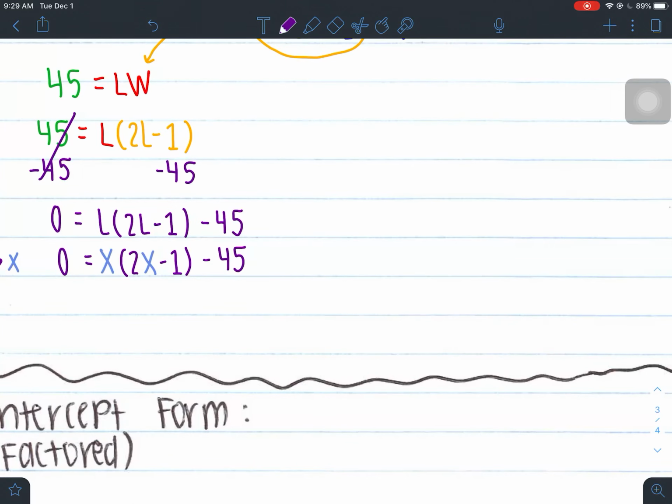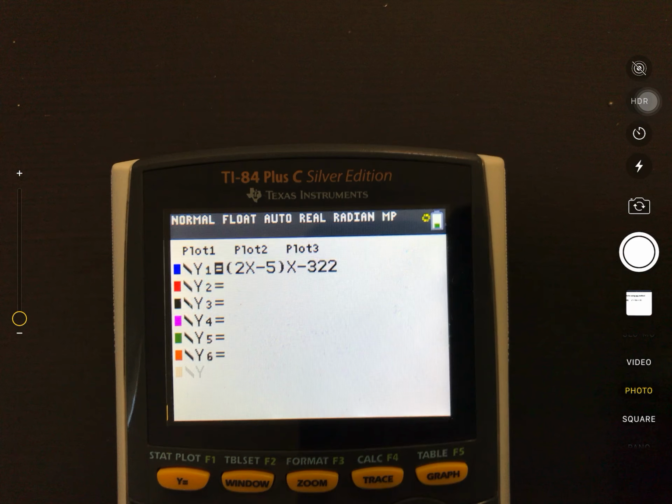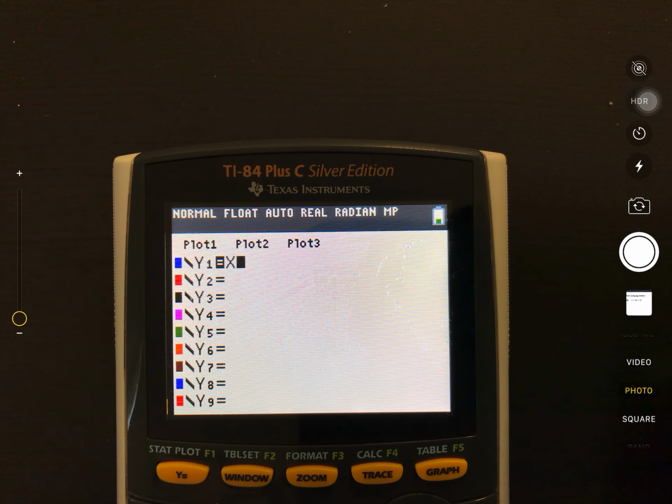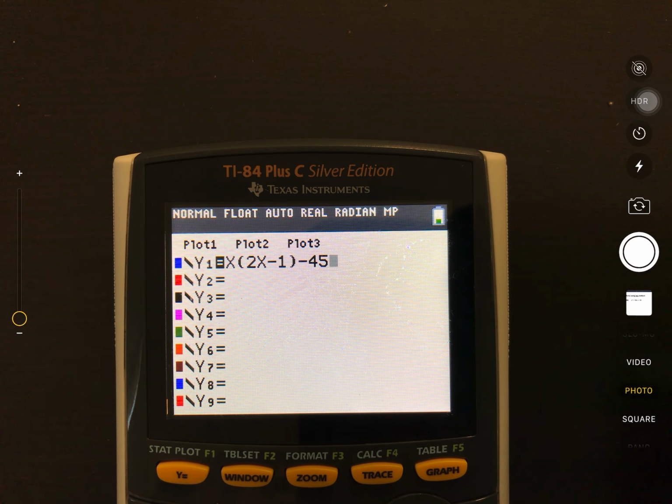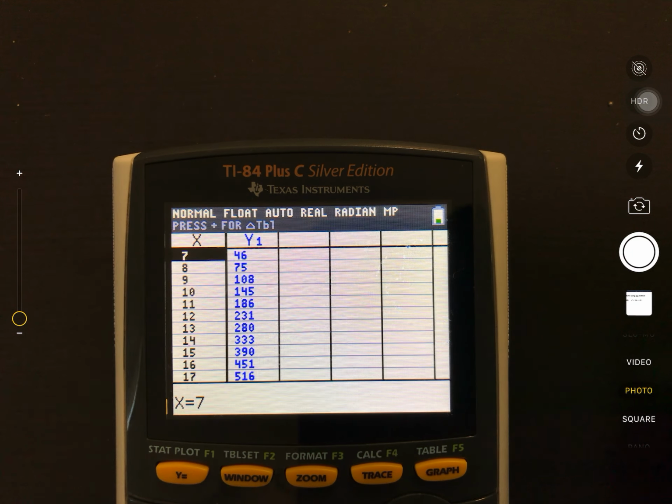Now remember, you're going to type this into your y equals screen, because you're going to use your graphing calculator to help you. You're going to go to y equals. I'm going to hit clear on that. So here we have x in the front, and then 2x minus 1, minus 45. Okay, so this is what we have here. Again, remember you can't type in L's, you type in x's and you hit second graph.